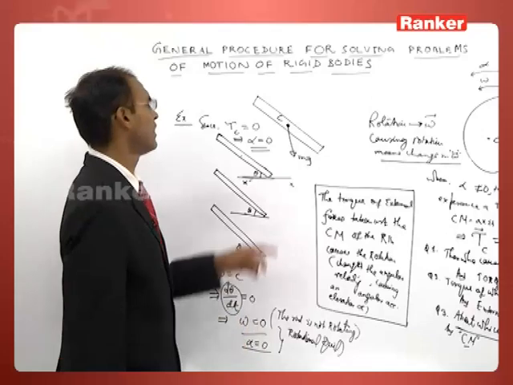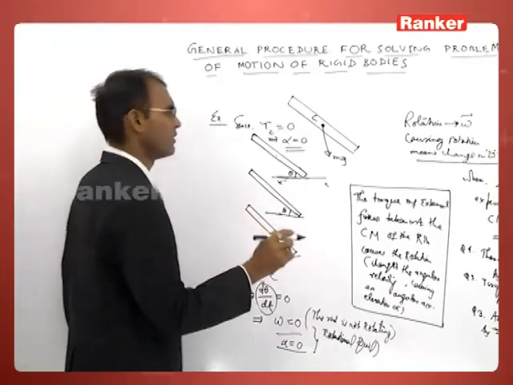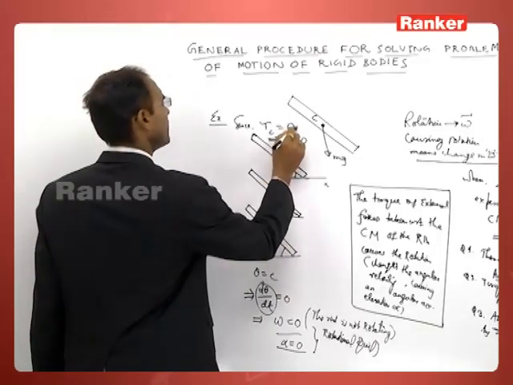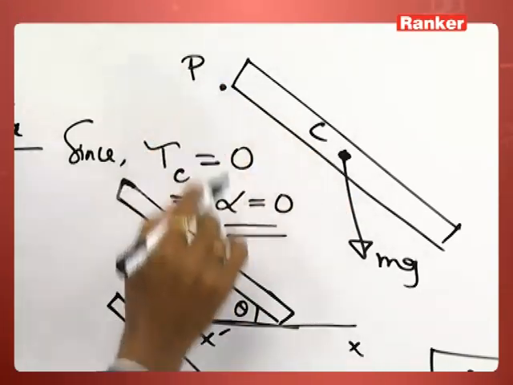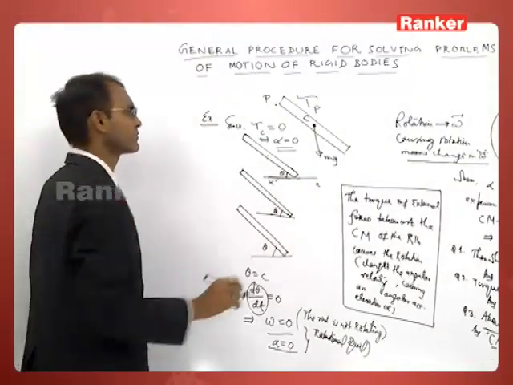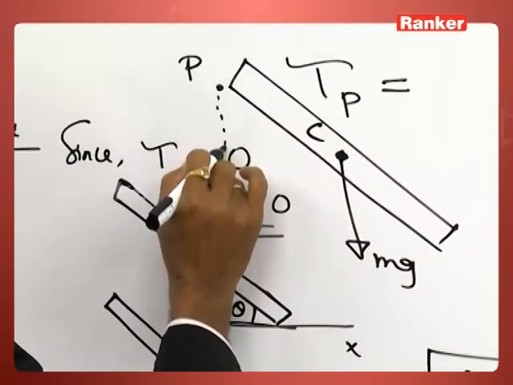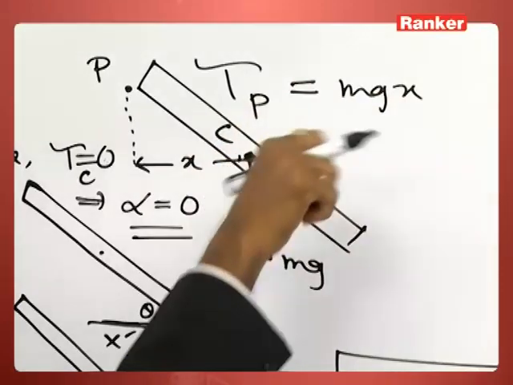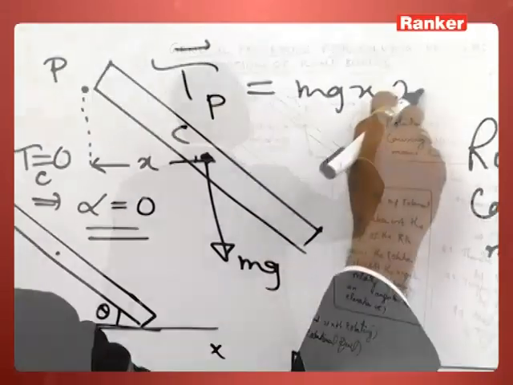And if you take the torque of gravity about any other point of the rod or any other point outside the rod, we may not get 0. For instance, if you take this point, suppose point P, outside the rod, the torque is equal to mg into x in the clockwise direction. This is not equal to 0.